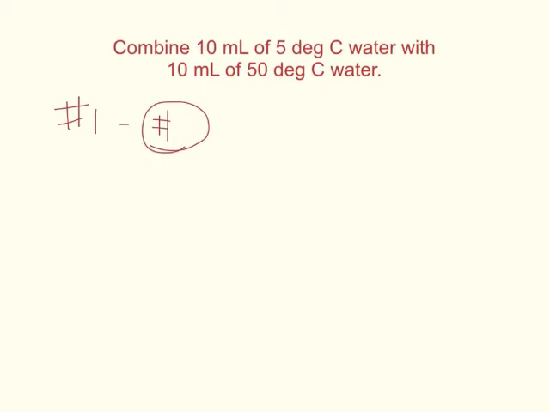When I'm looking at this, I'm going to take my blue and identify the cold. So I look for my lowest temperature water, and my lowest temperature water is 5 degrees Celsius. My hottest temperature water is going to be my 50 degrees Celsius. And so I'm going to go through and appropriately label this as my hot and this as my cold.